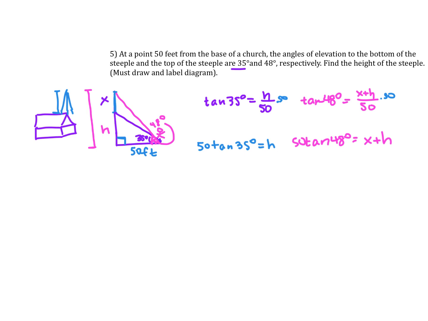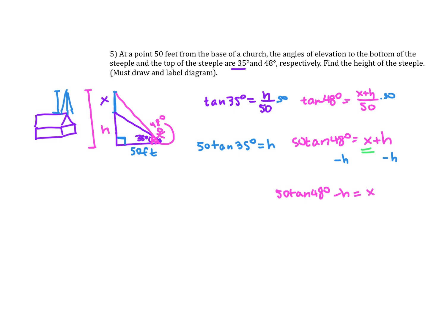Now our goal is to solve for X. So what I'm going to do on this right side is subtract H here, so then I can move it to the other side. So minus H and minus H. We therefore have 50 tangent of 48 degrees minus H equals X.